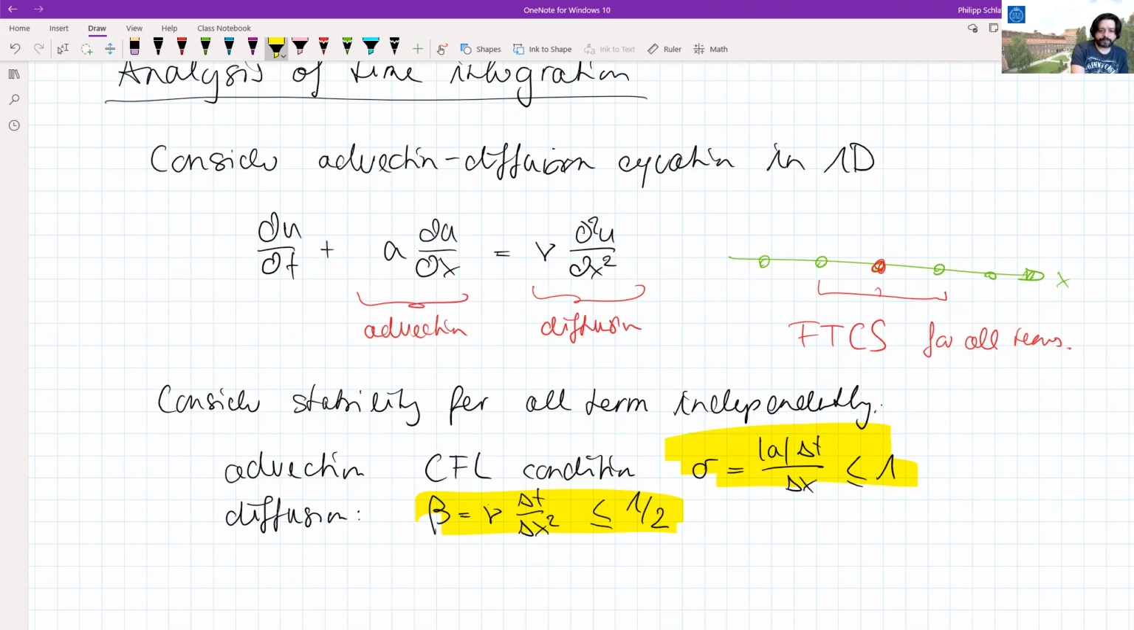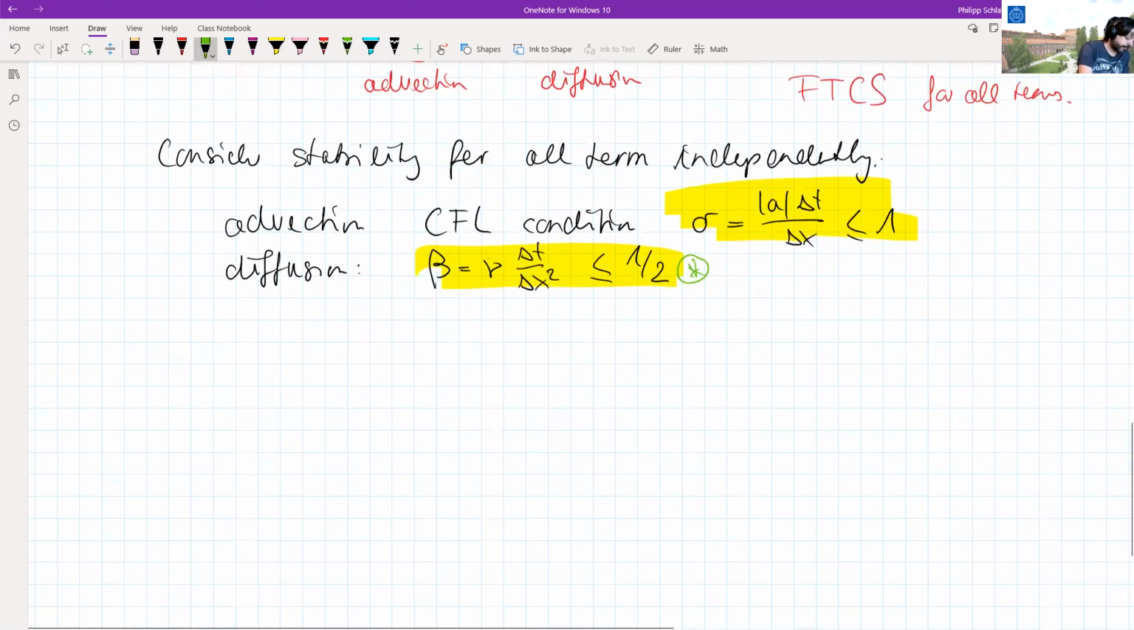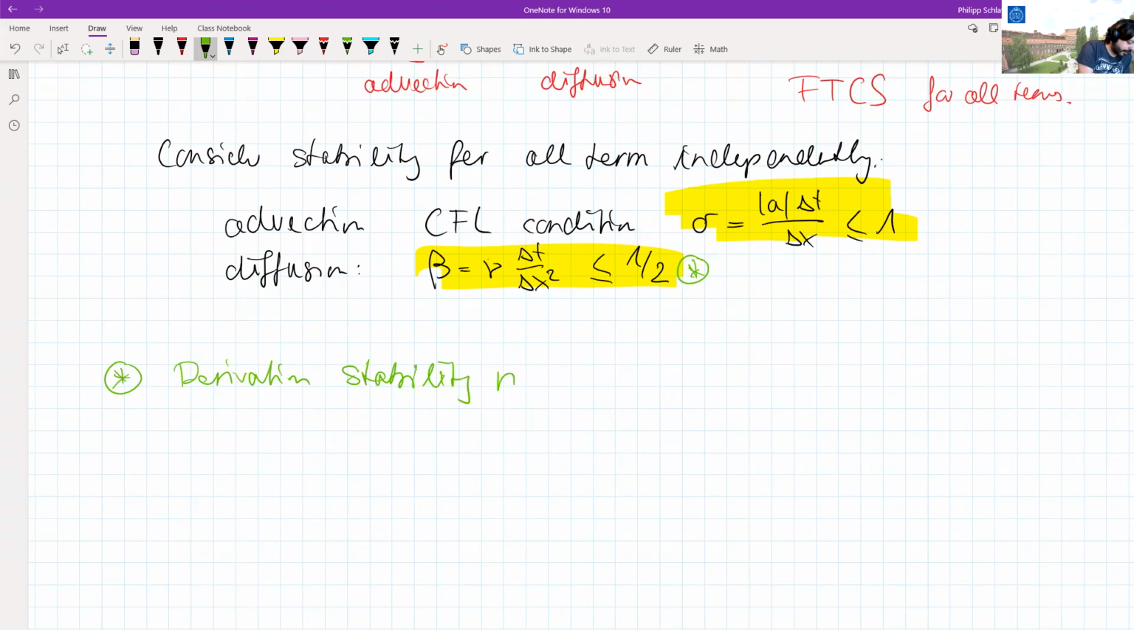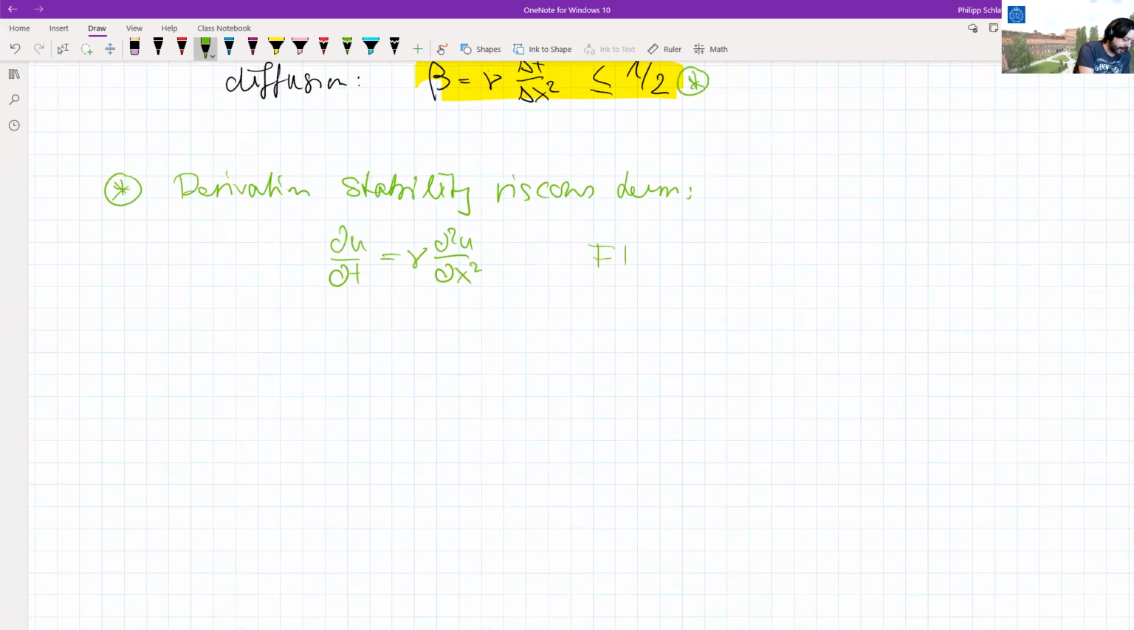Okay, let me just derive this as an insert. It's very quick. So, derivation for stability of the viscous term. In 1D, the problem that we look at is du dt equals nu times d squared u dx squared. And now the idea is to discretize with forward time central space, as we said.